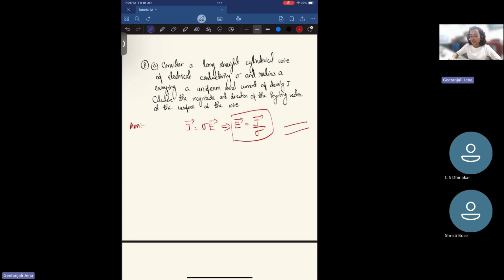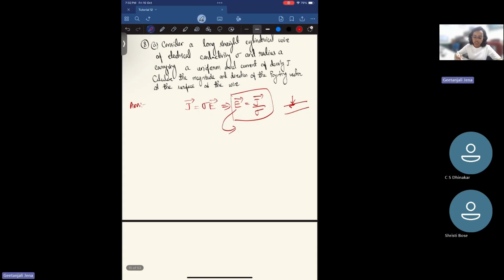But if you look at the continuity at the surface, whatever the electric field is closer to the surface, it will be also at the surface, right? For the continuity equation to be valid. So that means we can take this as the electric field just outside the surface or at the surface. So E is J by sigma, and for the magnetic field, B is mu naught I by 2 pi r, right?